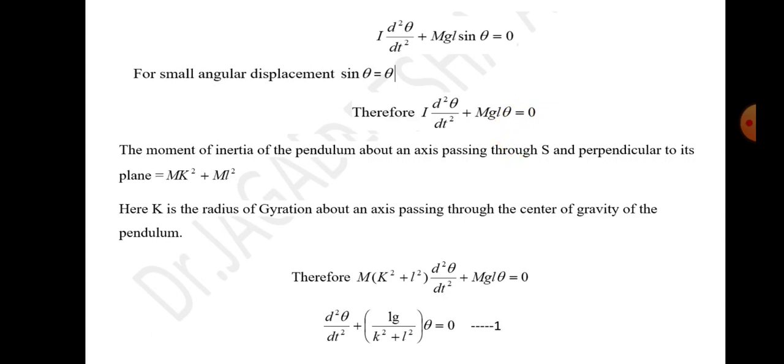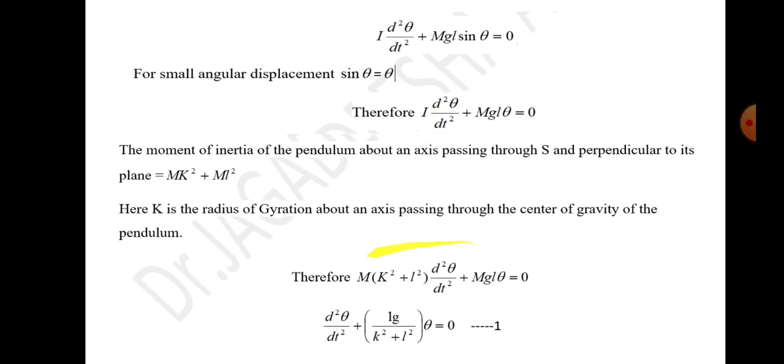Here take m outside, and the remainder is m into (k² plus l²). This mk² plus ml² is nothing but the moment of inertia, that is the value I. I is mk² plus ml². Just substitute the I value here, that is m(k² plus l²) d²θ/dt², keep it as it is, plus mgl sin θ is equal to 0.